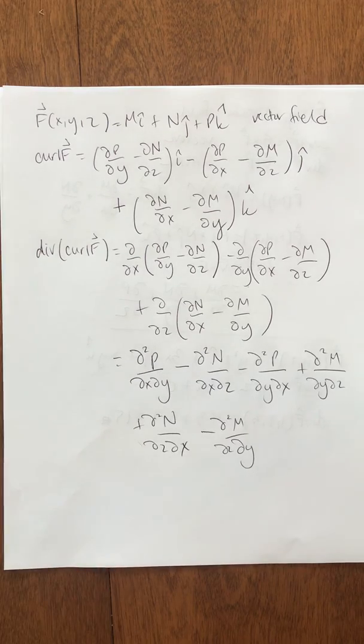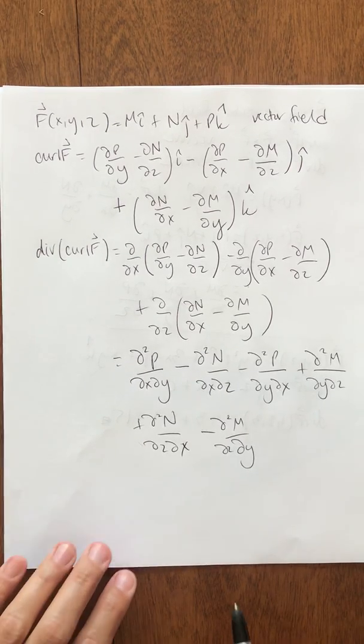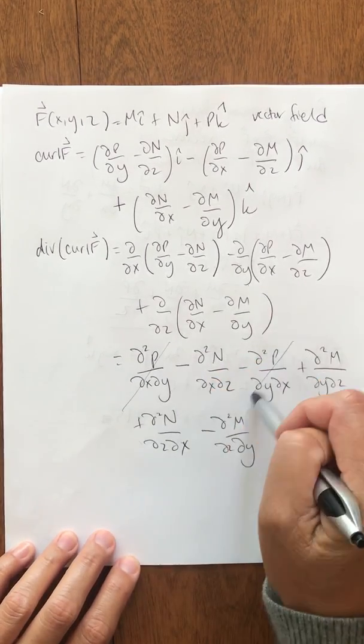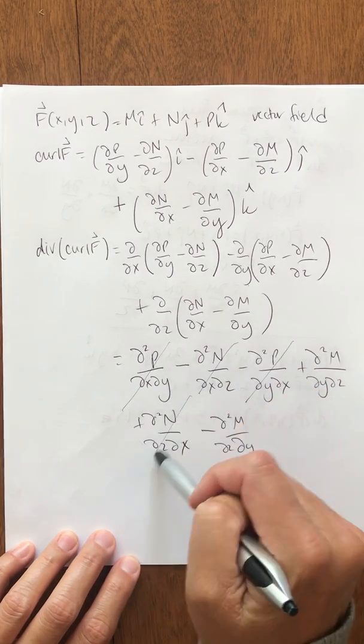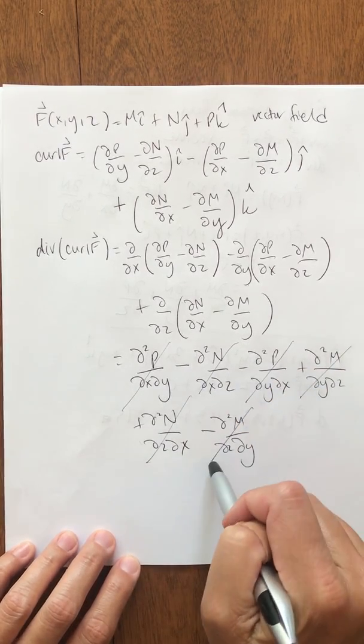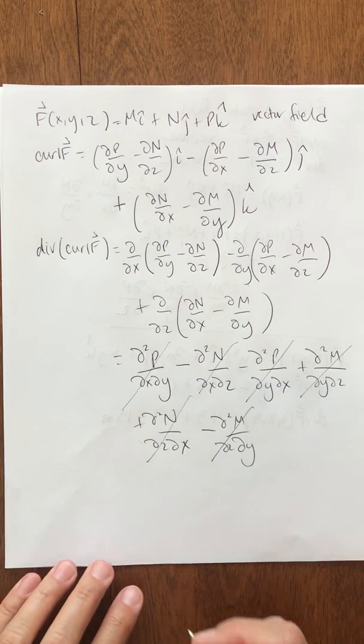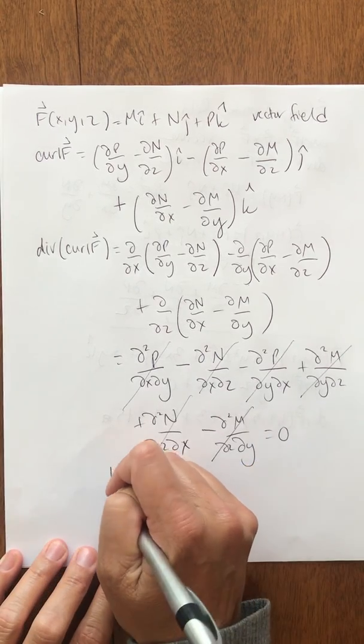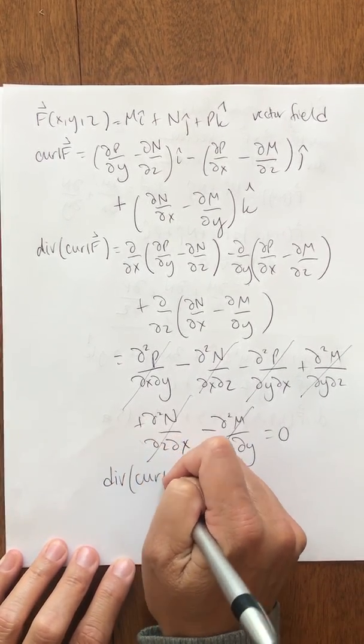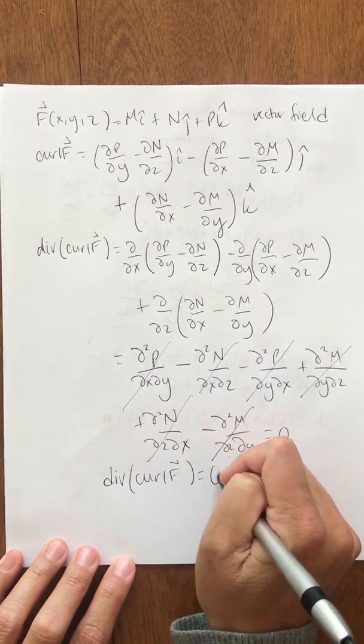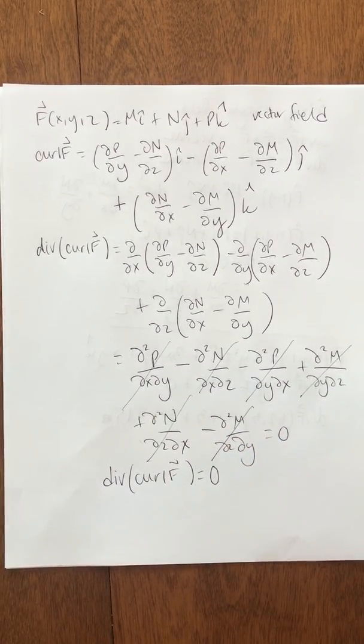Now I know that mixed partials can be taken in any order, so I can see that these cancel out, and these cancel out, and these cancel out. So no matter what my function is, the divergence of the curl of a function is 0. We say the div of curl F is 0. Again, we're going to give you a physical interpretation of what div is and what curl is later in chapter 15, but those are not actually the definitions of the functions.